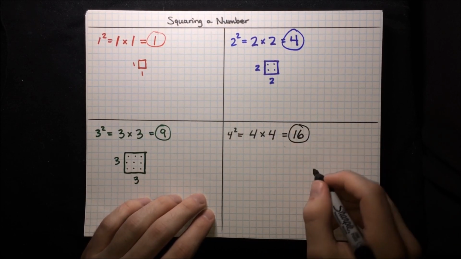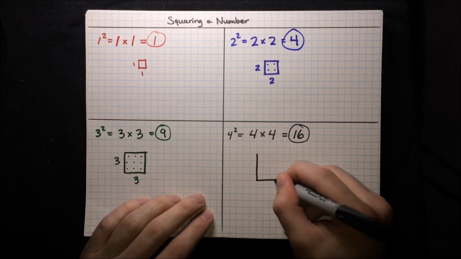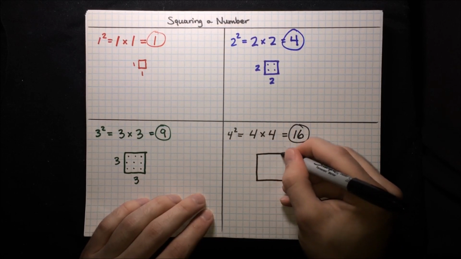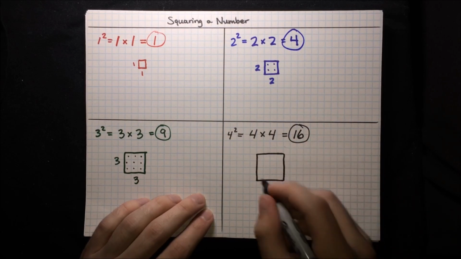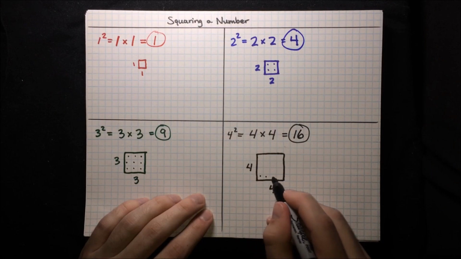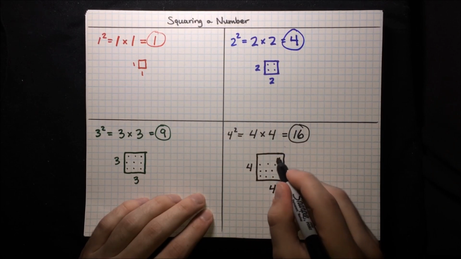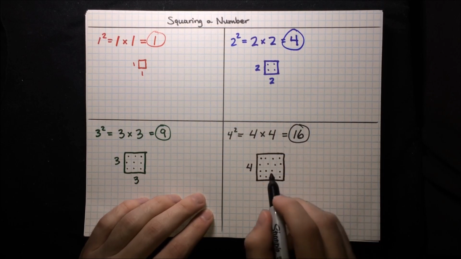Lastly, 4 squared is equal to 4 times 4, which is 16. And that corresponds to the area of a 4 by 4 square, having side lengths of 4. So let's draw that out over here. Here's a square having side lengths 4 and 4. And if we count up the area, 1, 2, 3, 4, 5, 6, 7, 8, 9, 10, 11, 12, 13, 14, 15, 16 square units.